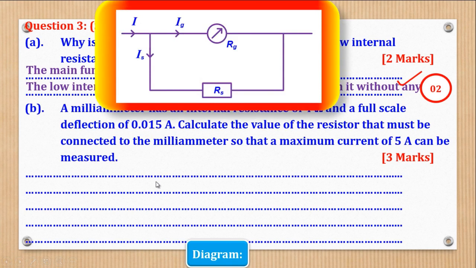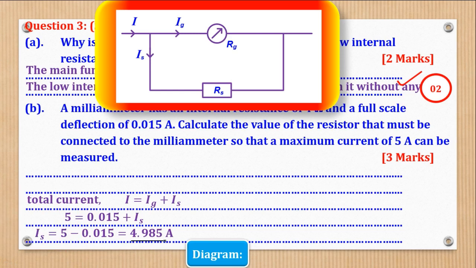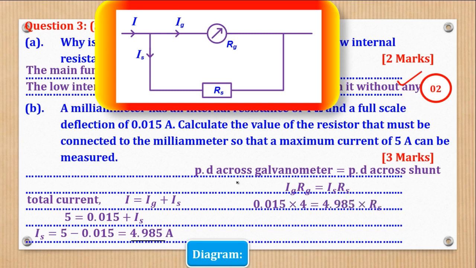And now we shall come and say that total current is equal to Ig plus Is, and when I substitute and make Is the subject, I'll come up with my Is being equal to 4.985 amperes. And now that I've got the current, I'll come and say that PD across the galvanometer is equal to PD across the shunt, and write the formulas, then substitute to come up with that. When I make RS the subject, I'll come up with my RS being equal to 0.012 ohms, and basically that's what they wanted in this part.